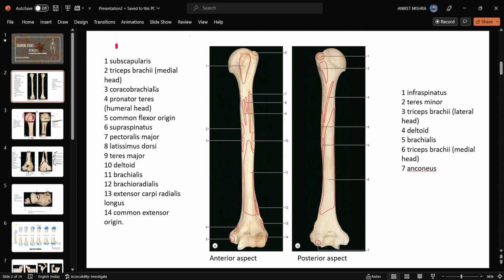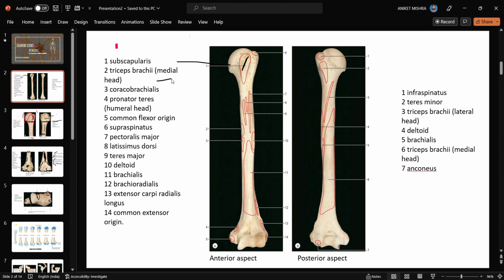When we see the subscapularis muscle, it is going to insert. We see that this is a prominent structure present on the anterior side, so it means that it is the lesser tubercle. So the subscapularis is going to insert onto the lesser tubercle of the humerus.